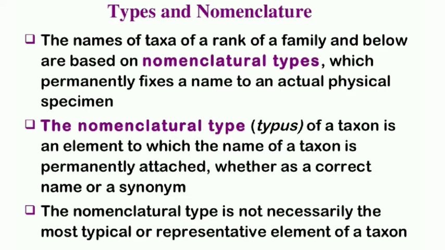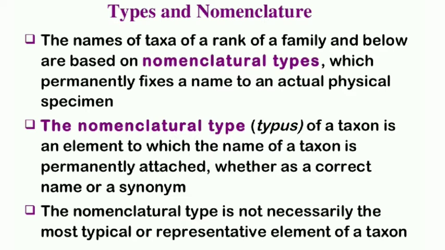So, here the names of taxa of the rank of family and below are based on nomenclatural types, which permanently fix a name to an actual physical specimen. You may remember the herbarium technique, that is the pressing of dried plant specimens on a drawing sheet or a herbarium sheet.